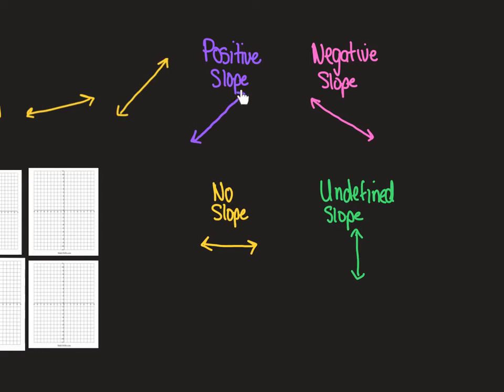Positive goes uphill. Negative goes downhill. You can't start down here and say, oh, that's uphill too. No, it's not. Left to right. This is the left part of the graph. The left part of the graph, it falls down. Here's the left part of the graph. It rises up. Positive, negative. No slope, undefined slope.